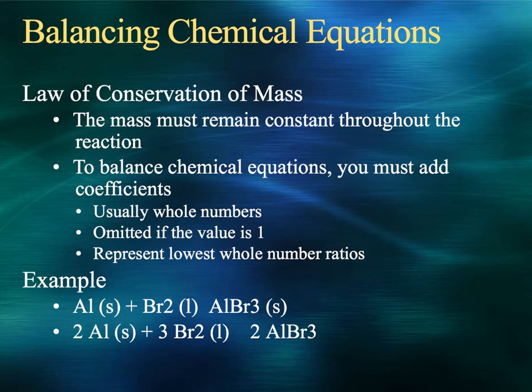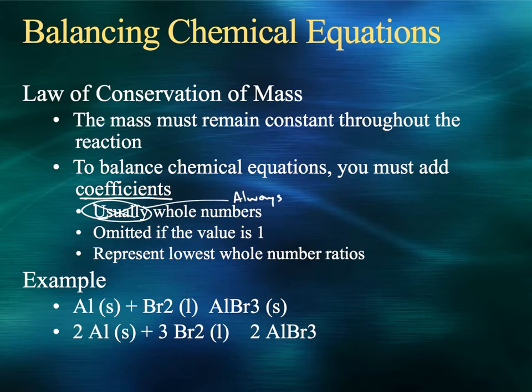Okay, and this all goes back to the law of conservation of mass, and that is to say that the mass must remain constant throughout the reaction. So in order to balance it, you have to add coefficients. You have to add coefficients. And it says usually whole numbers. I'm going to go ahead and just cross that off and say, for our purposes, they are always whole numbers. If the value is 1, you leave it off. Okay, so you do not write the number 1 if it's just 1.